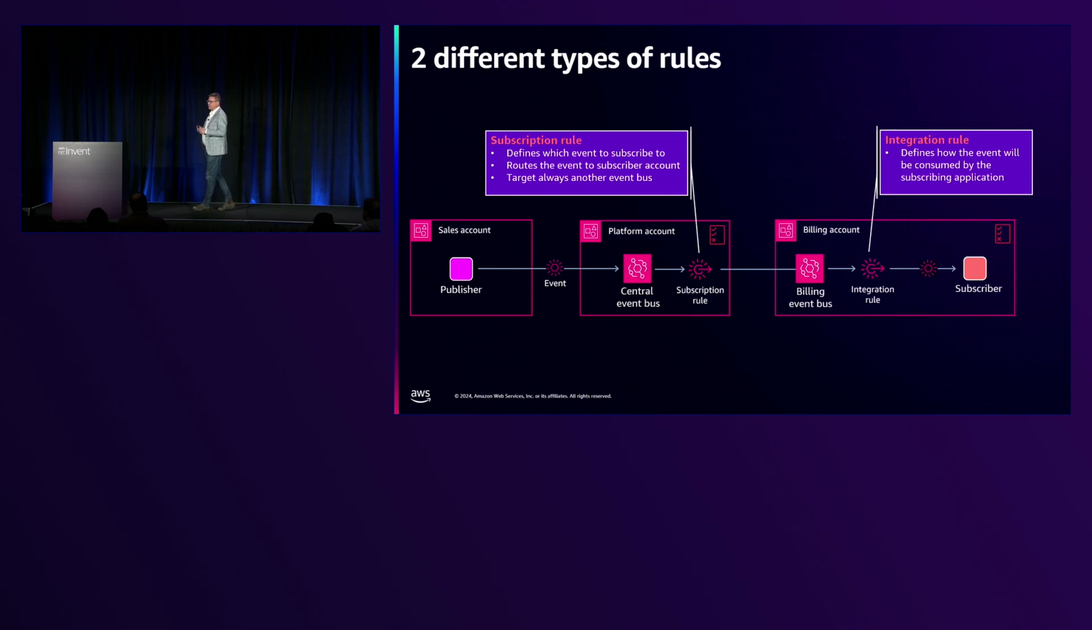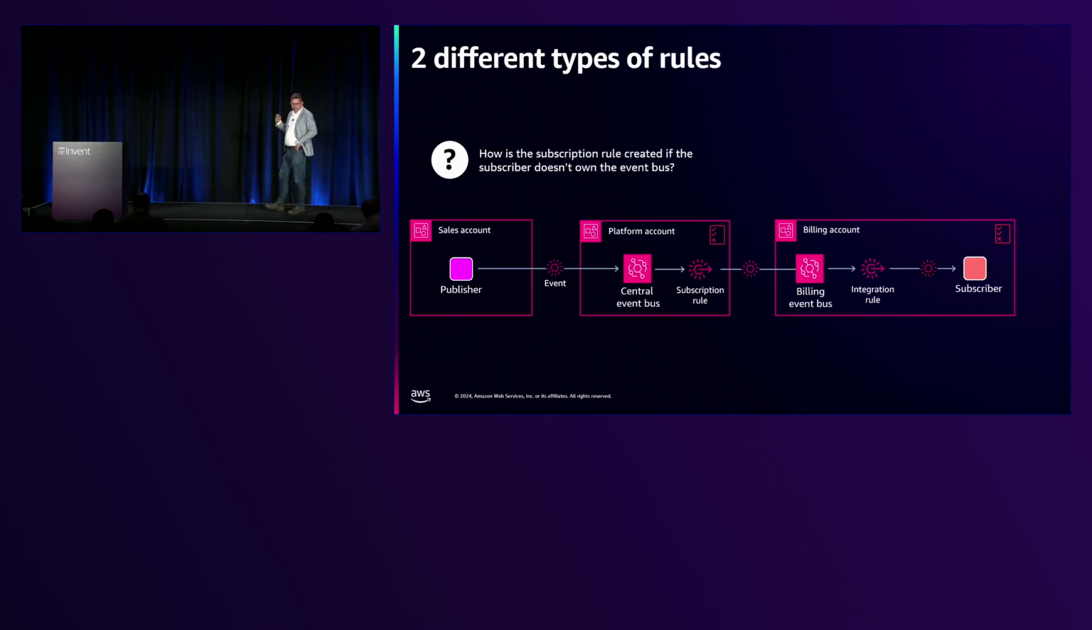So we've got two types of rules here. We've got our subscription rule, which I've kind of loosely named here, that defines what events are subscribed to and the target destination where that event gets sent. The integration rule is something that's defined by the application teams that determines how that event is processed. So I could be processing that with a Lambda function or an SQS queue, or it could be a state machine. We have 20 or more native integrations that allow you to process events directly off EventBridge.